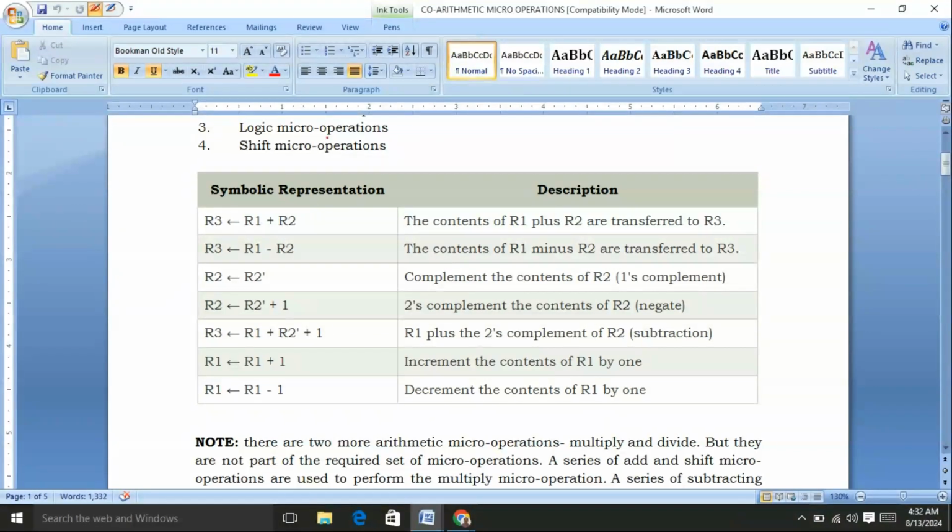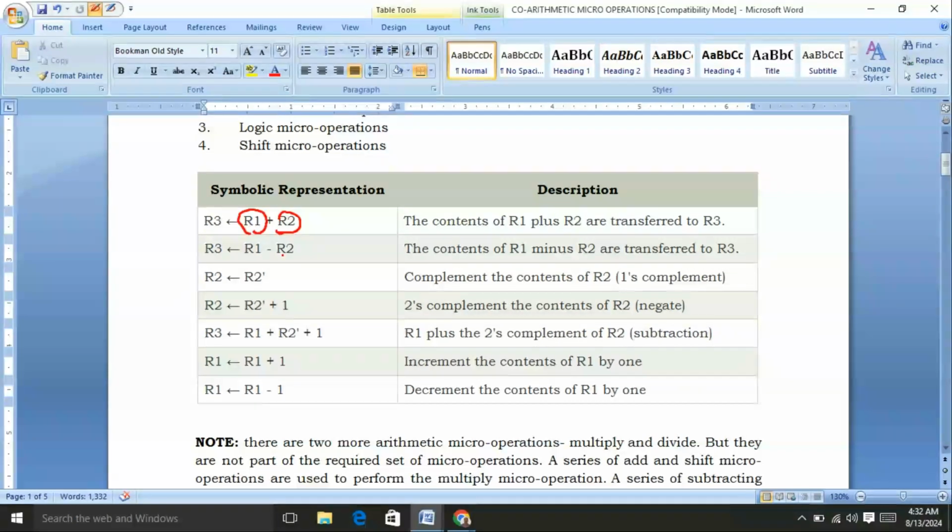Please observe this one. The first one is R1 plus R2, right? We add the content of register R1 with the content of register R2 and the result is transferred to R3. In the description, I also write the same. So this is the addition. We know that a micro operation is an elementary operation performed on the data stored within the registers.